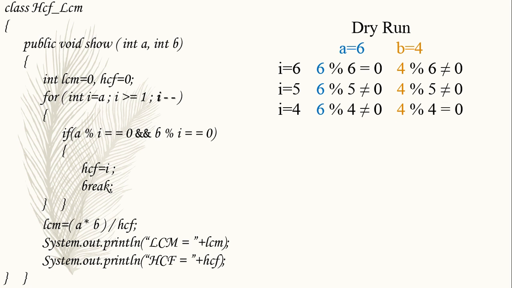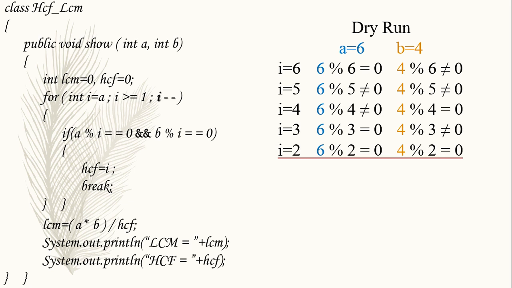Now i equals 4. Same situation. Overall result is false. The same for i value equals 3. The overall result is also false. But again, when it comes to 2, the overall result is true because both are satisfying. Hence, the if part will get executed, and my HCF will be stored with the value 2, and then it will come out of the looping structure because of the break keyword.